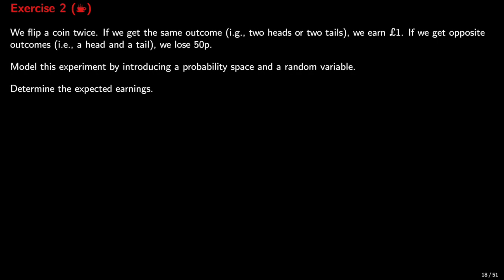Here is an exercise you can try for yourselves. Suppose you flip a coin twice. If you get the same outcome, 2 heads or 2 tails, we earn £1. If we get opposite outcomes, a head and a tail, we lose 50 pence. First of all, I want you to model this experiment by writing down an appropriate probability space and a random variable, and then determine the expected earnings from that outcome. Note that you flip a coin twice, so what are the possible outcomes? This is what you have to think.